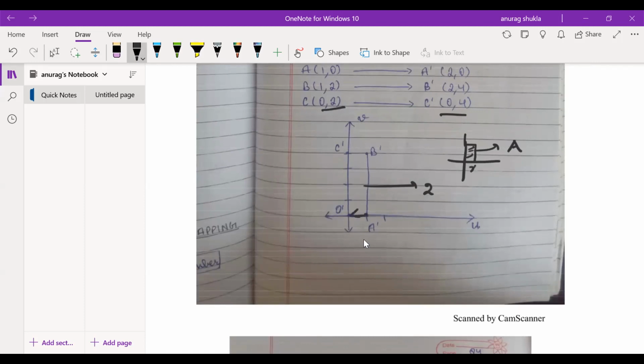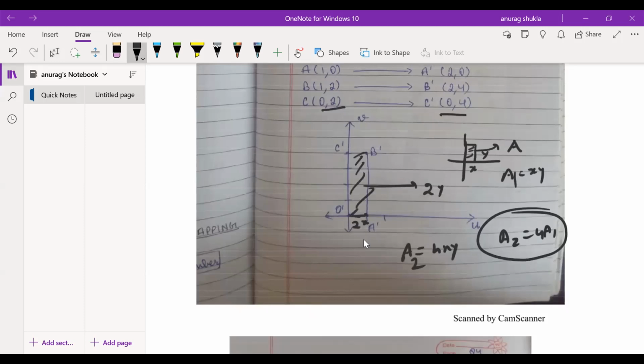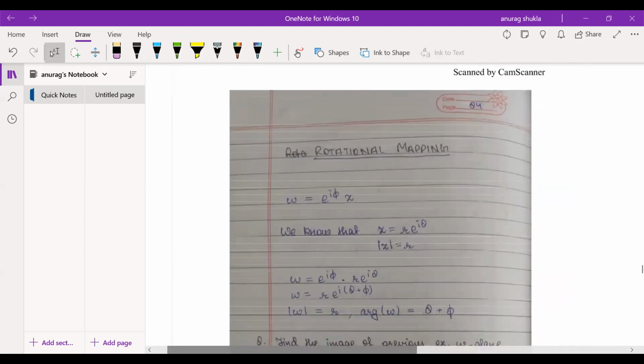Suppose this area is A, then this area will become twice here. Suppose this is the X coordinate and this is the Y coordinate. The area of the rectangle is XY. Here it is 2X, 2Y, so the area will become 4XY, meaning the new area is 4 times the previous area. But this is not useful here. It's just zooming or expanding our image in the W plane. Similarly, if K is less than 1, then this is called contraction. Okay, so next is rotational mapping.